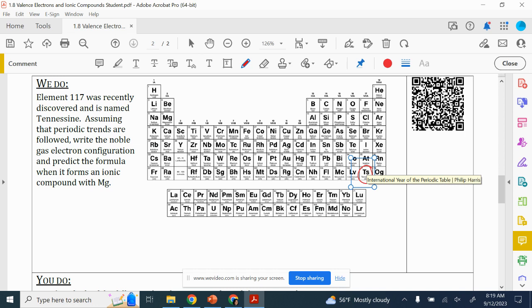Okay. So we know that it's going to form, and I'm getting ahead of myself here, but Ts is going to be a -1 charge. And when we combine that with Mg, how many Ts's am I going to need to balance out Mg? 2. So that's going to be the formula. I got ahead of myself. We need to do the noble gas electron configuration.